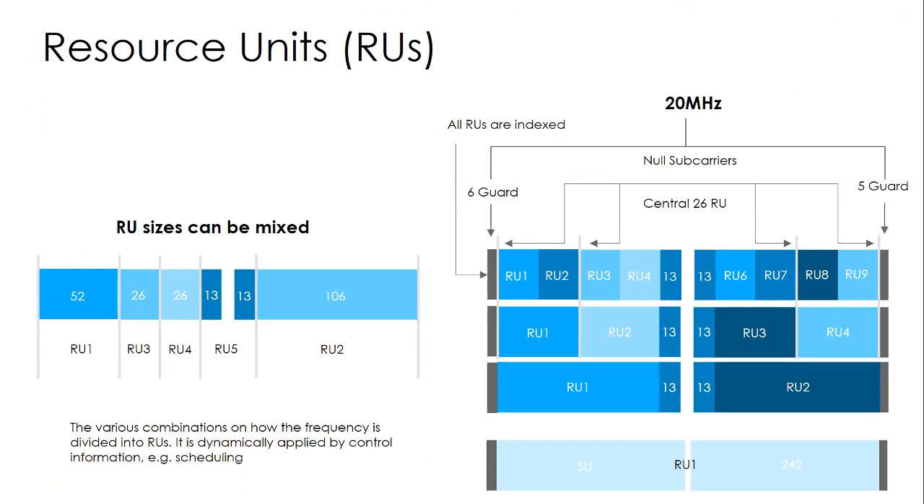So let's take a high-level view of how some of the functions and features actually work in 802.11ax. First, 802.11ax increases the number of subcarriers, which are also referred to as tones, on a 20 megahertz channel. This increases from 52 subcarriers, which we currently have today, to 256 subcarriers.